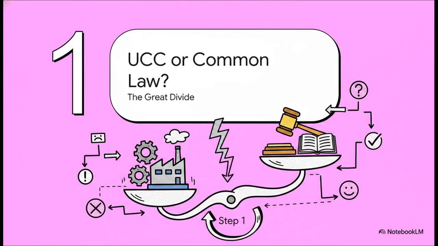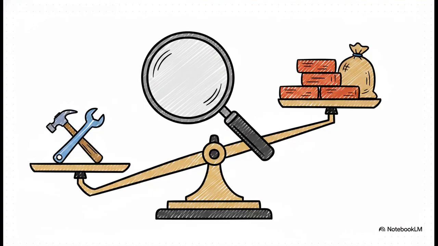Step 1. UCC or common law. The Great Divide. This is absolutely the single most important first step, because applying the wrong rules is exactly how the examiners trap you right out of the gate.